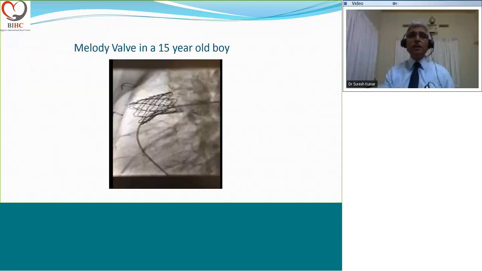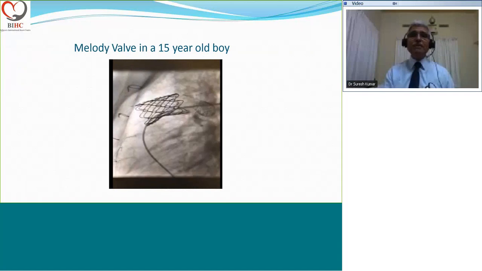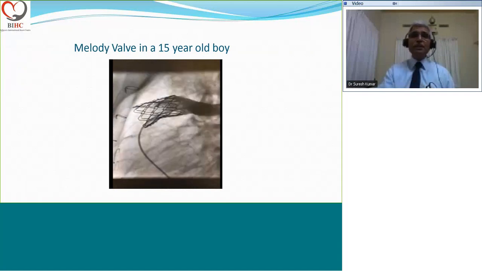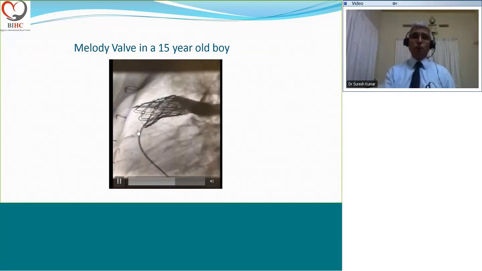This shows the commonly used percutaneous pulmonary valve, which is the Melody valve, and you can see that once the valve is deployed, we are injecting into the main pulmonary artery. There is nothing leaking into the RVOT, so the pulmonary regurgitation has been abolished.